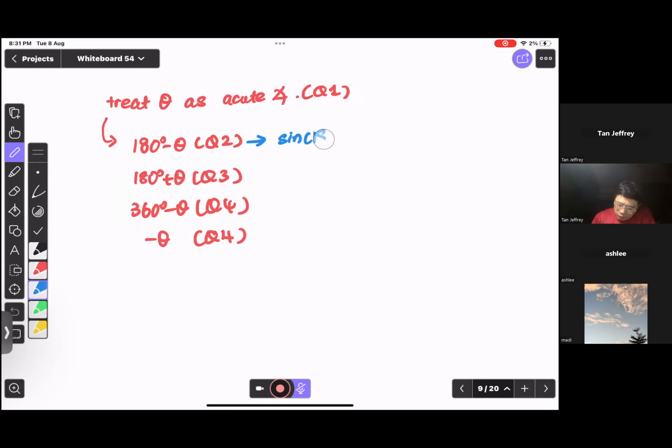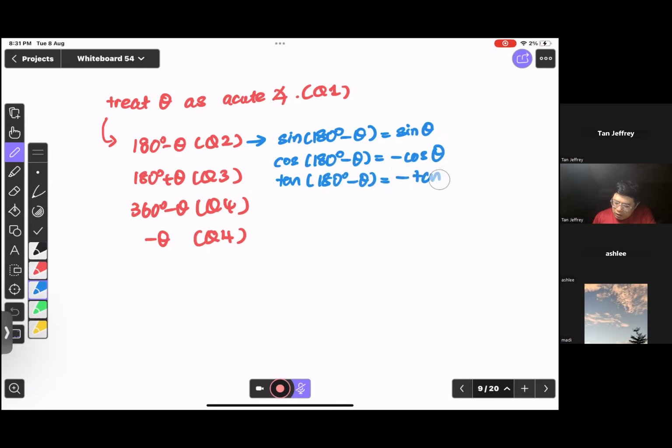So for all these, in quadrant 2, only sine is positive. So sine of 180 minus theta is the same as sine of theta. The rest, cosine, will be negative. Cosine of 180 minus theta, because you treat it like negative cosine alpha, is also negative cosine theta. Then tangent will be negative. So you see, I never memorize anything, it just comes out very naturally because I see it as an angle in the second quadrant.